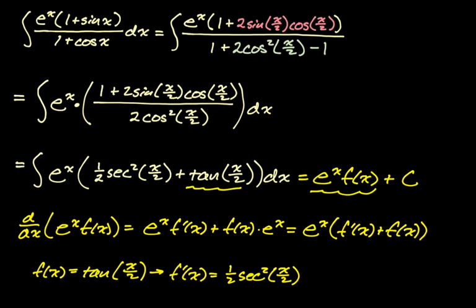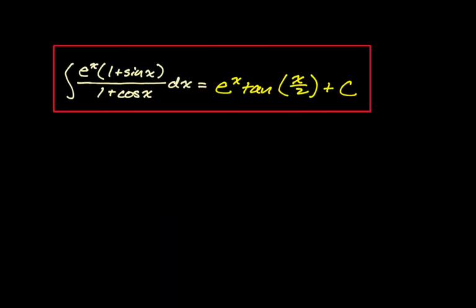So that's basically my answer. The integral that we started with is going to be equal to e to the x times our f of x, so e to the x times tan of x over 2, and then plus c. So what we have found by doing all this work is that the integral of e to the x quantity 1 plus sine of x over 1 plus cosine of x is equal to e to the x times tan of x over 2 plus c.